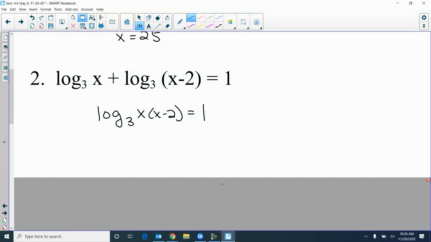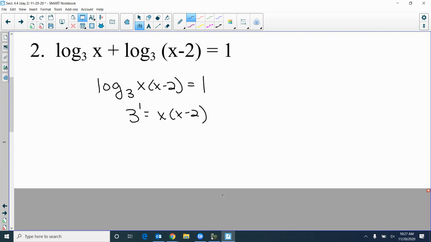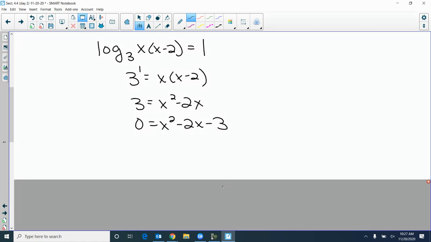Once you've condensed it to a single log equals a constant, go ahead and convert that to exponential form. So now that becomes 3 to the first power equals x times x minus 2. Now you just need to examine it and figure out what you need to do to solve it. 3 to the first is 3. I'm going to distribute my x. I get x squared minus 2x. So you have a quadratic, you're not going to get rid of it. Set it equal to 0. Subtract 3, I get 0 equals x squared minus 2x minus 3. All right, let's factor it.